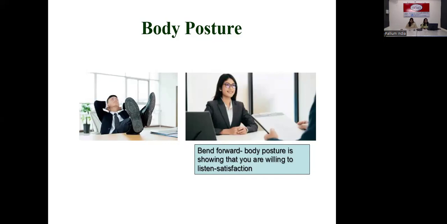So the bending forward gives that idea to whoever is speaking to you. So bend forward when you're talking. Body posture is important. Bend slightly forward. It's not that you're completely bending over the patient. A slight bend is recommended, which shows that you are willing to listen to what they are saying. So they indirectly get the cue that you are willing to listen. You're not actually saying you're listening, but this gives off a cue, which again results in better patient satisfaction.